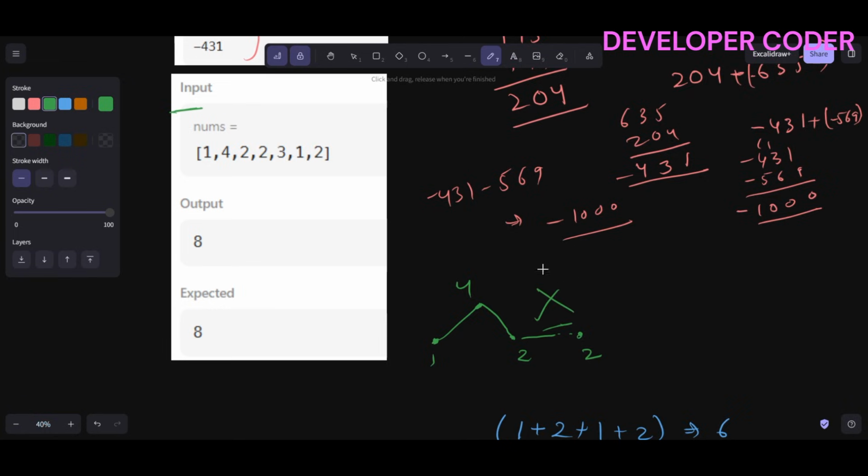It should be strictly increasing. It should not be the same. So this is not valid. Okay, so we have to keep this thing in mind as well.